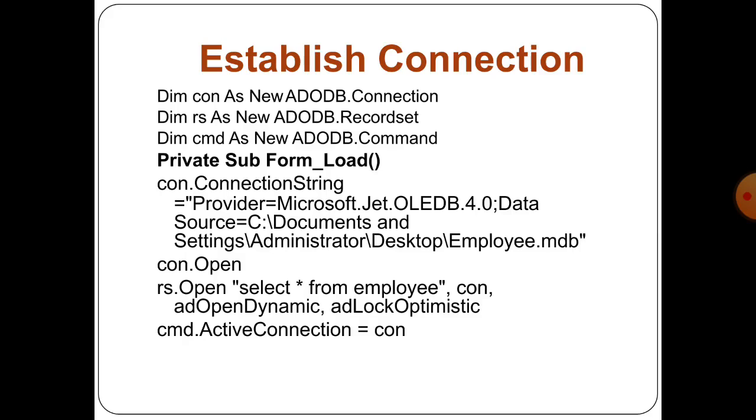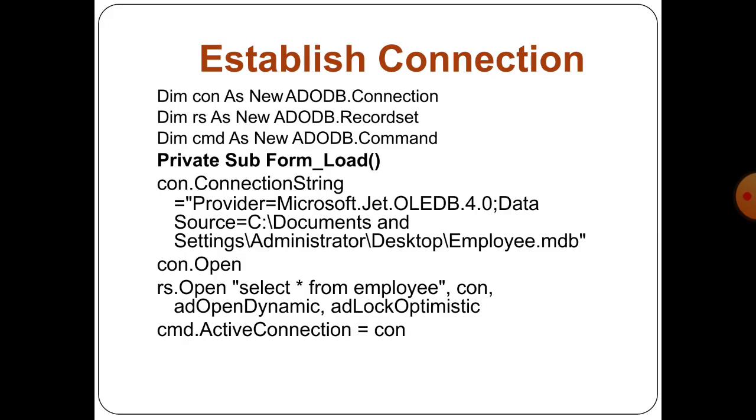So Private Sub Form_Load. Whenever you run an application, the form load will be executed first. So con.ConnectionString is equal to Provider equal to whatever provider that we have given, we must specify here. Provider is equal to Microsoft.Jet.OLEDB.4.0. And Data Source is nothing but the name of the database.